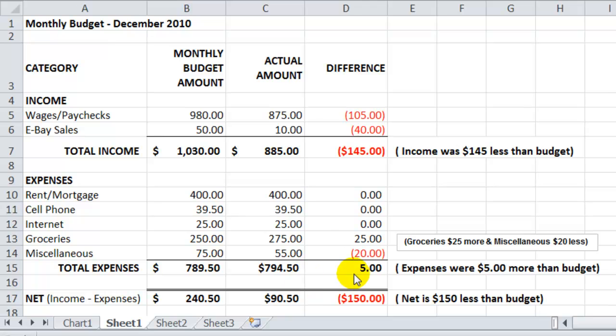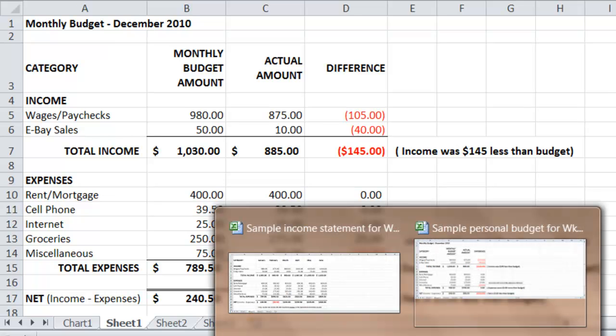They spent $5 more. So the net, remember the net is the total income minus the total expenses. They budgeted that they would have $240.50 left. Their actuals came in at $90.50, and that's because they had a difference of $150: $145 less income and $5 more expenses. So that's a budget where you actually see actual numbers.